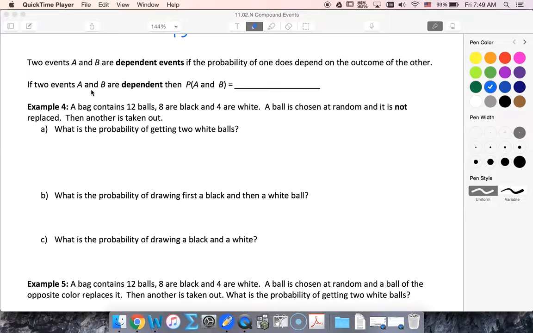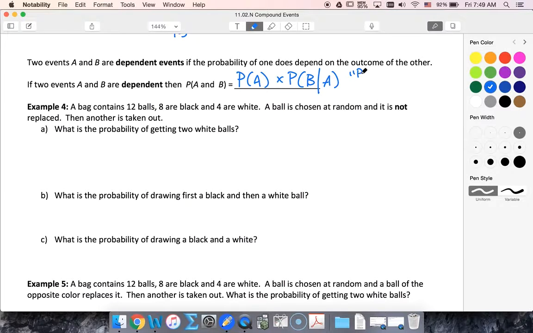So we've talked about how independent events do not influence the outcome of the other. Well, dependent events do influence the outcome of the other. So if events are dependent, then the probability of A and B happening is equal to the probability of A times the probability of B given that A happened. So we say it the way that I just said it.